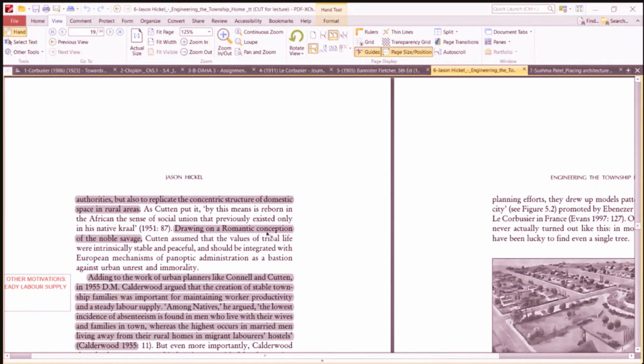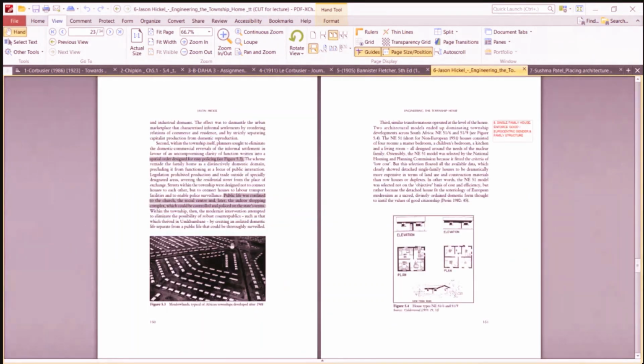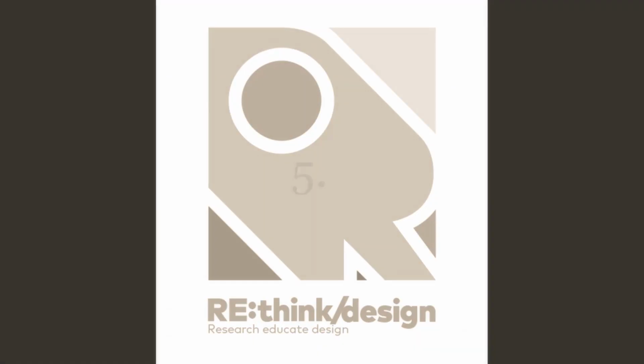Drawing on this romantic conception of a noble savage, right? A savage, an animal, but that it can be civilized, it can be domesticated. It can be managed and molded and controlled. It's a savage, but a noble savage. These are kind of the ideas. So he goes into ideas that underpin these kinds of arrangements, which we've spoken about, ideas that underpin these kinds of houses that were produced, the NE 51/6, NE 51/9, etc. He goes into all of that.